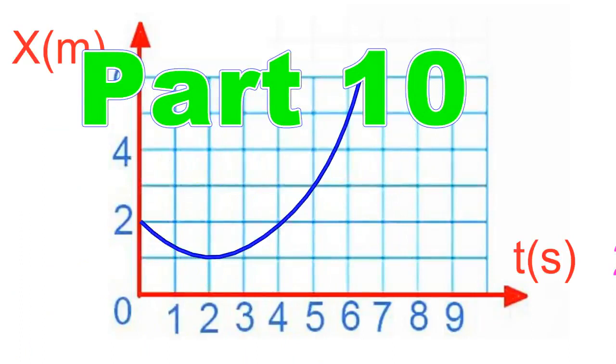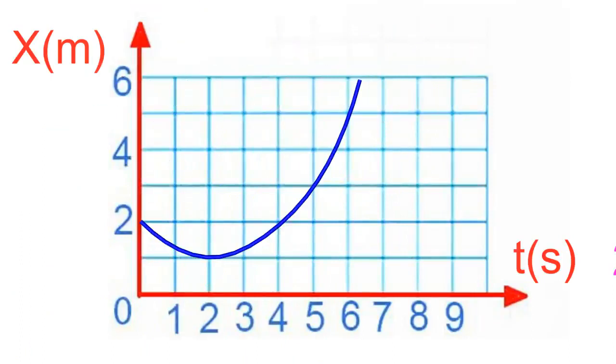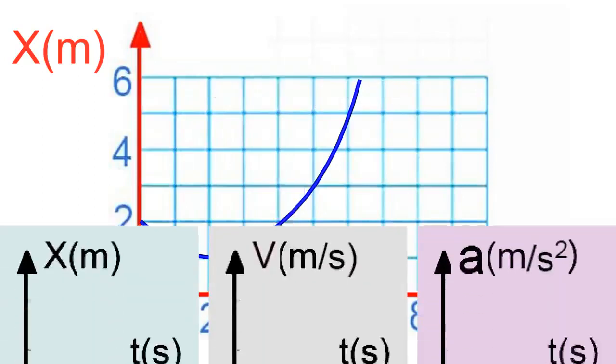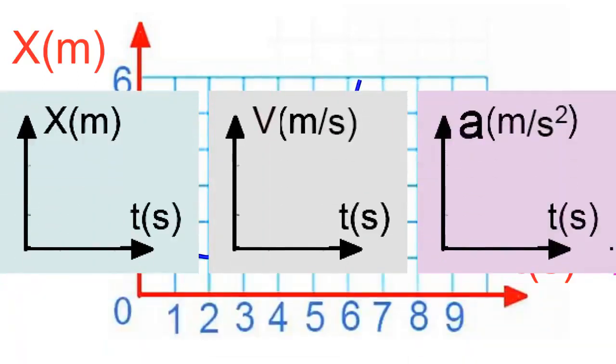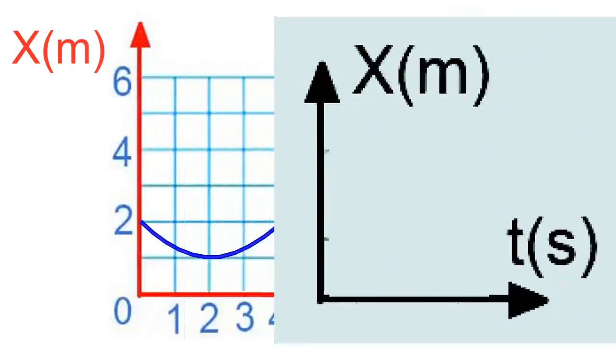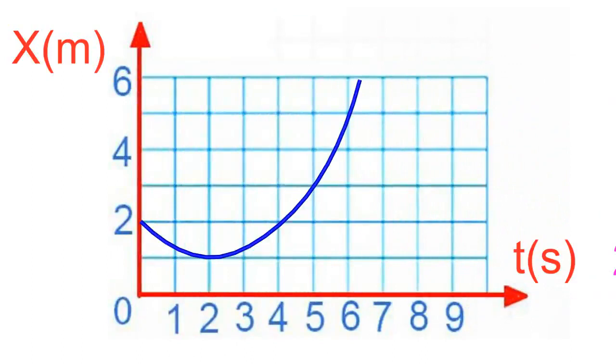In the previous part, we explained how to draw graphs. In this part, suppose the question is the opposite, that is, we have a graph and we want to extract useful information from it. We said before that we have three main graphs. First we examine the position time graph. What information can we get from it, and in other words what questions can be asked about it?